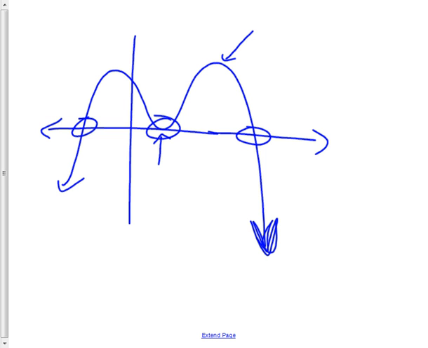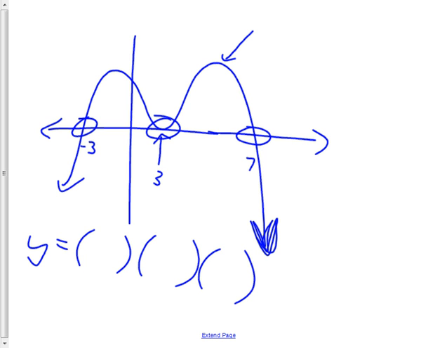Negative. If I was going to write an equation for it, and this is at 3, and this is at 7, and this is at negative 3, then I would write this. y equals 3 sets of parentheses. And I'd make one for this, which would be x plus 3. One for this, x minus 3. And one for that, x minus 7. It's supposed to be an x. And then only one of them would have something special, and that would be the bounce. Squared right there. 4th degree polynomial. All right, so there's a quick reminder about all that polynomial stuff.